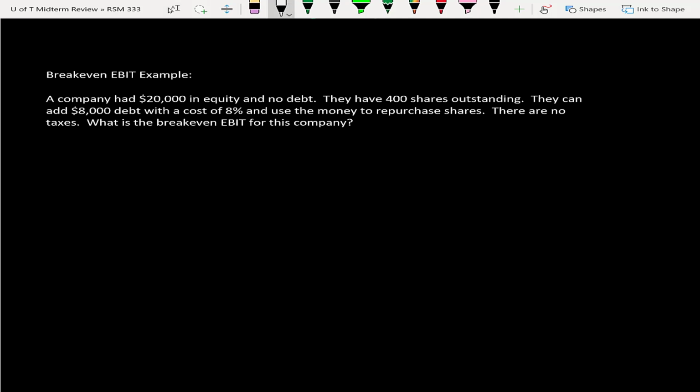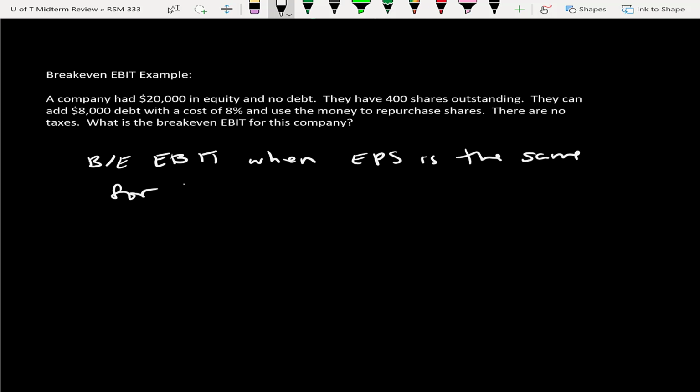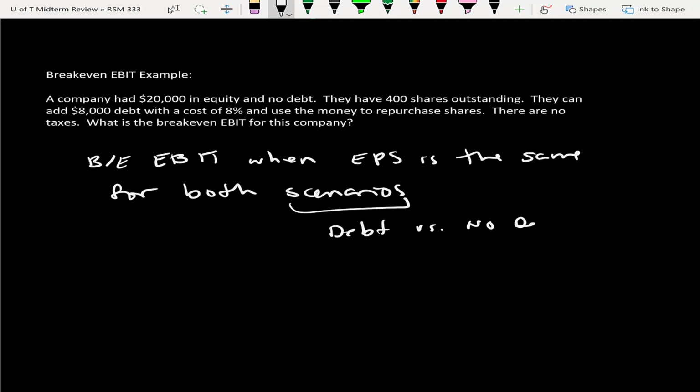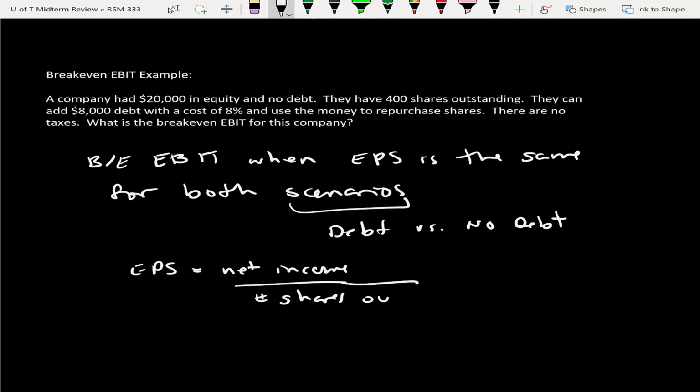Now, the break-even EBIT occurs when the earnings per share is the same for both scenarios. Okay, so which scenarios am I talking about? The debt scenario versus the no debt scenario. So the earnings per share is going to be the same. And remember that earnings per share is net income divided by number of shares outstanding.